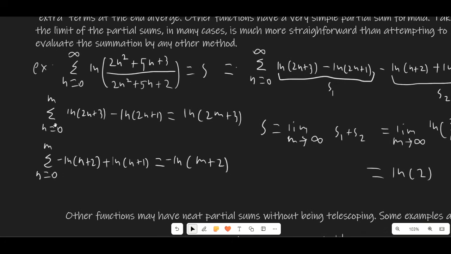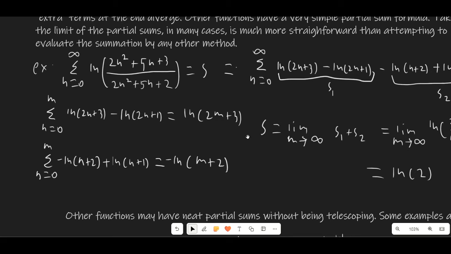So for example, the partial sum from n equals 0 to m of ln(2n + 3) minus ln(2n + 1) is just ln(2m + 3) by telescoping series. And you can go ahead and write out the terms and cancel everything out, and you'll find that this is true. Similarly, for negative ln(n + 2) plus ln(n + 1), it just becomes negative ln(m + 2). Again, just write out those terms and cancel everything out.